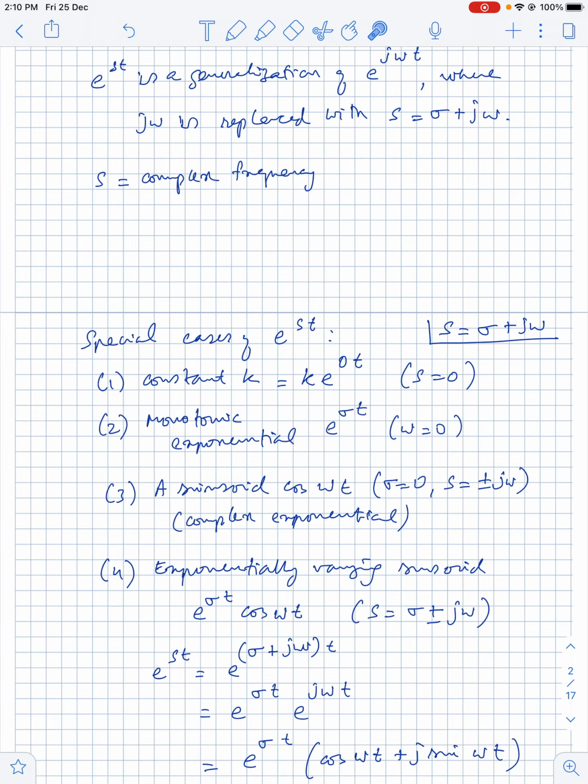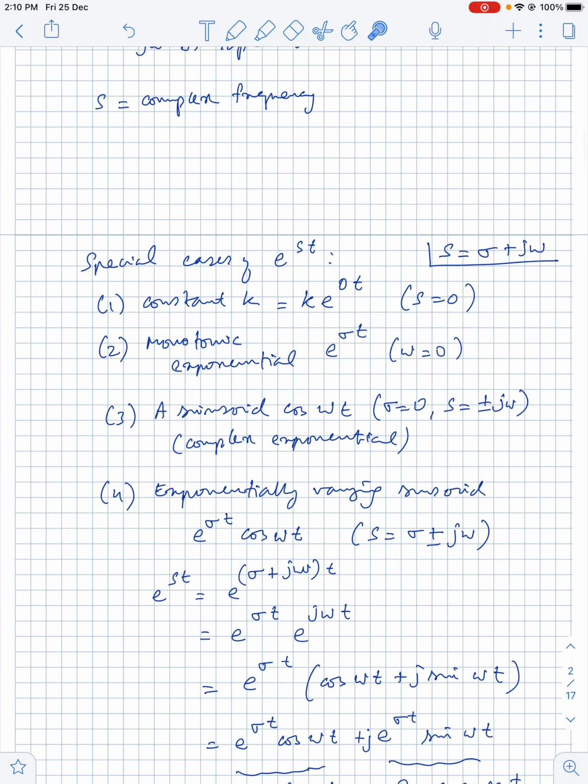Fine. Then what happens if now you put sigma as 0? Then you get your conventional complex exponential. This becomes e raised to j omega t, and that consists of real and imaginary parts, which are both sinusoids.